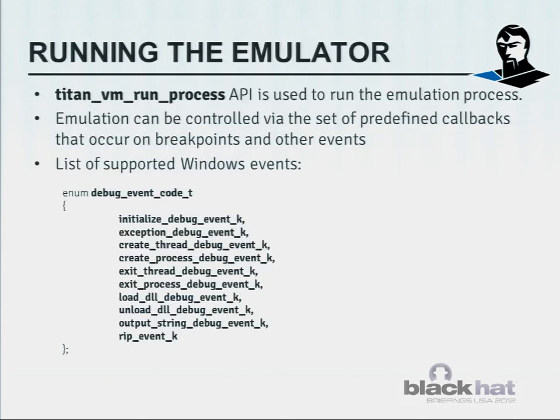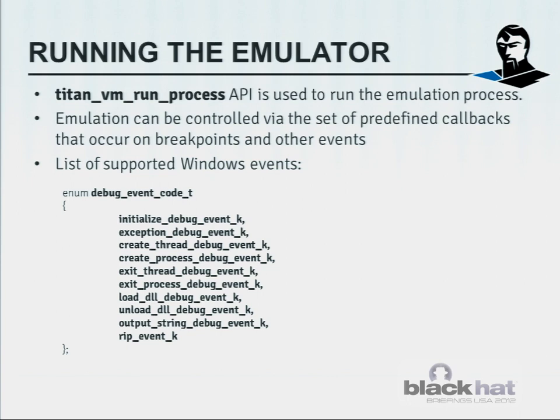So how do you run the emulator? You just call run process, and run process actually starts executing those opcodes. And while you are executing opcodes, there's a list of events that can happen inside a virtual machine, which actually connect back to your callbacks. These debug event code callback types are the same ones that you would find in Windows. So you can have a notification when a new thread has been created, when a new process has been created, dependencies loaded or unloaded, and so on.